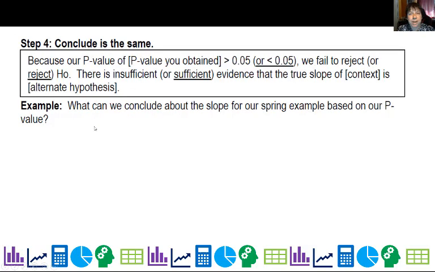So the conclusion is the same. Because of our p-value, it's either greater than or less than. And remember, it doesn't have to be 0.05. It can be a different alpha level. We either fail to reject or reject, depending on the value. And there's either insufficient or sufficient evidence that the true slope of whatever it is is either greater than or less than or not equal to.